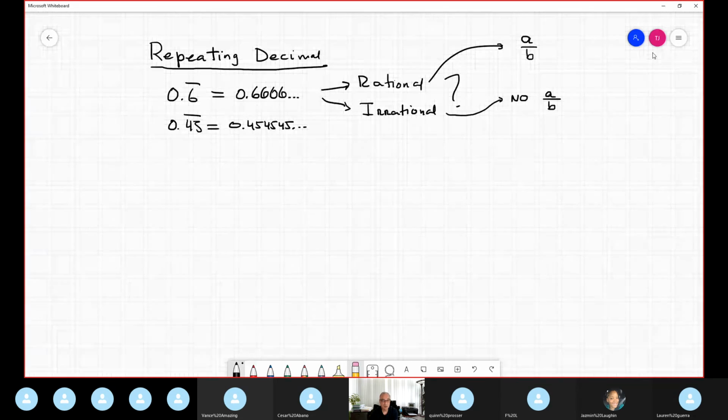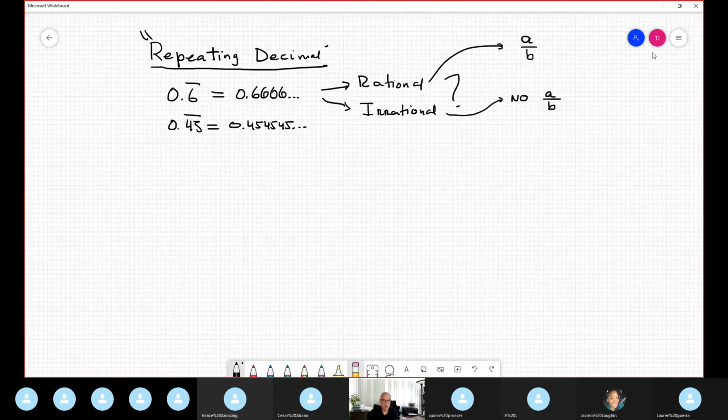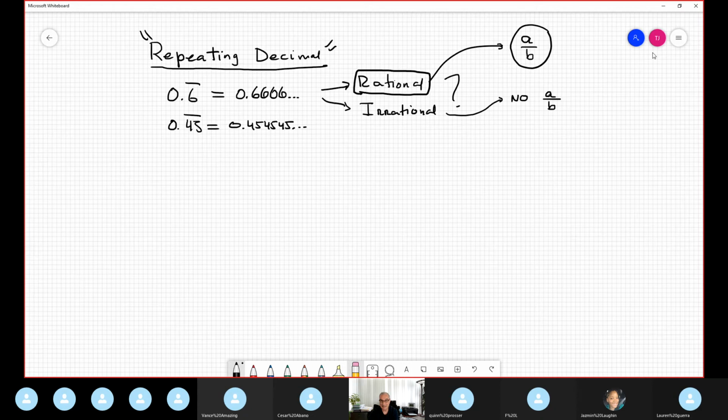Okay, so this number, in which the decimal is repeated, is rational. And you can find the fraction that is identical 100% with the decimal number. This is no big deal. You recognize that this is 2/3, yes or no?